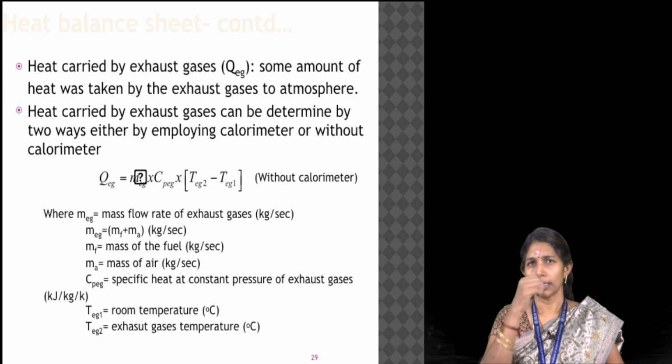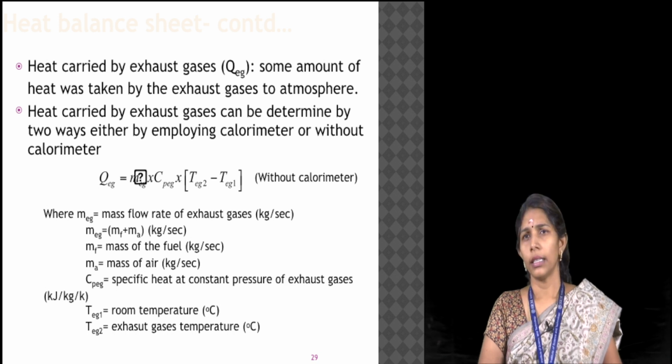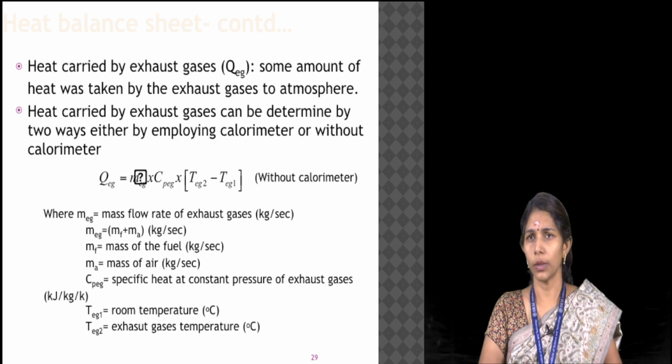Next is exhaust gas. Some amount of heat is carried away by the exhaust gas to the atmosphere. To calculate this quantum of heat, we can use two methods. One is the use of a calorimeter, the other is without a calorimeter. Now we'll see the method without a calorimeter. When we don't have a calorimeter, we can calculate the mass of exhaust gases as the sum of the mass of air and the mass of fuel. And the temperature difference between TEG1 and TEG2, where EG1 will be the atmospheric or room temperature, whereas EG2 will be the exhaust gas temperature at the exit.